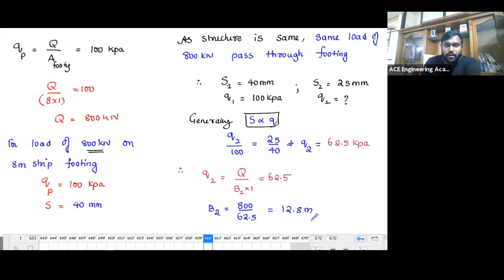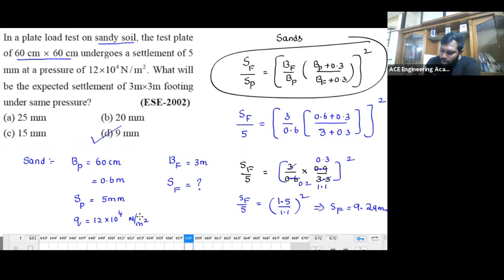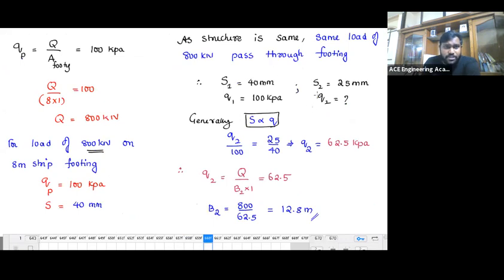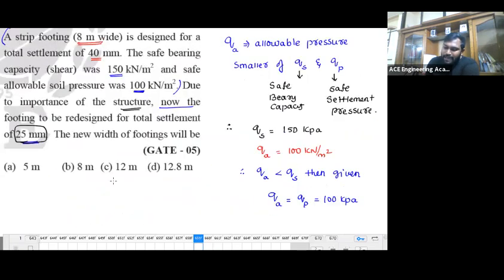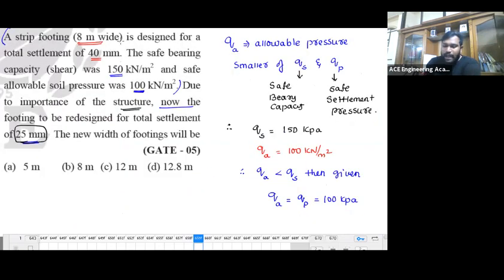Why? Listen to me carefully. Why did I use this equation? Because the pressure is same. But you tell me in this question, do you think the pressure is going to be same? No, the pressure is not going to be same. In the earlier question, I was comparing the plate and the footing. In this question, I am taking only the footing. On that footing, if you apply load, as the load increases, settlement is going to increase. As the load decreases, meaning as the pressure decreases, settlement is going to decrease.